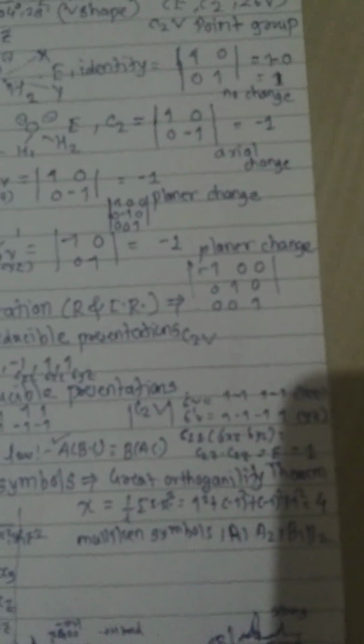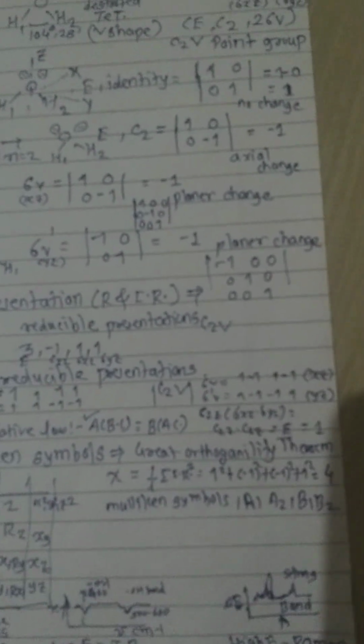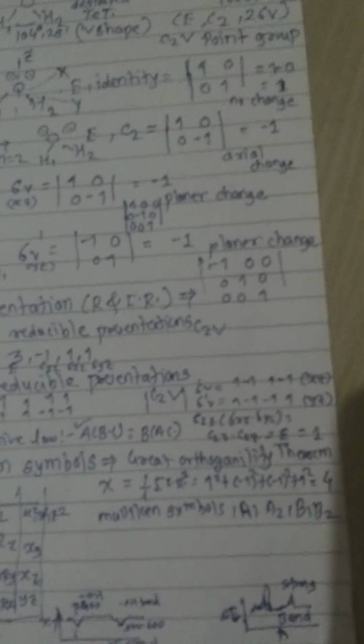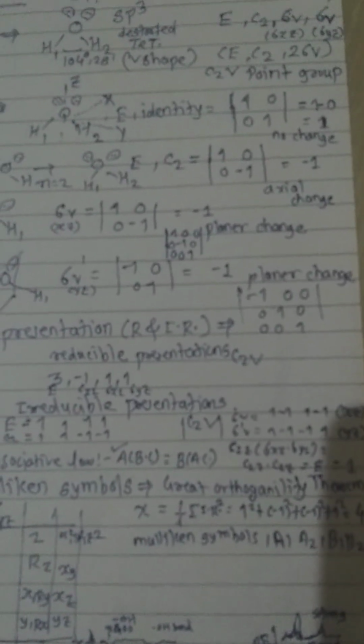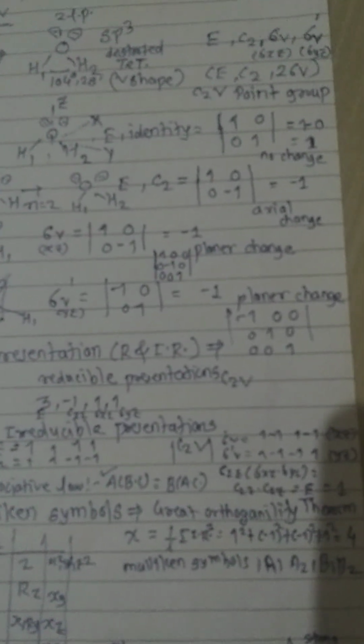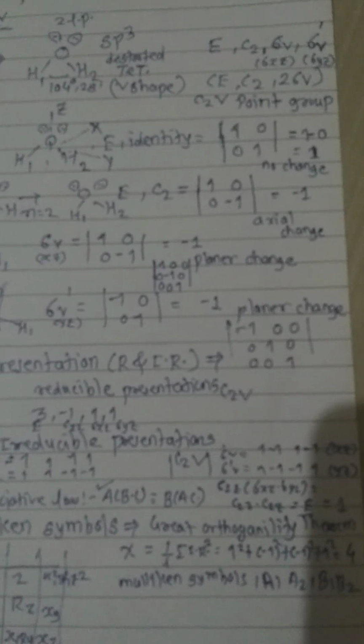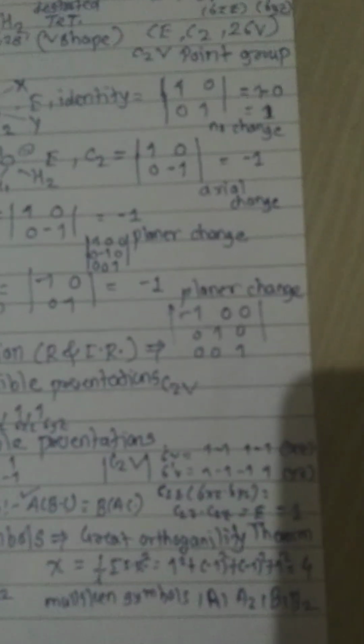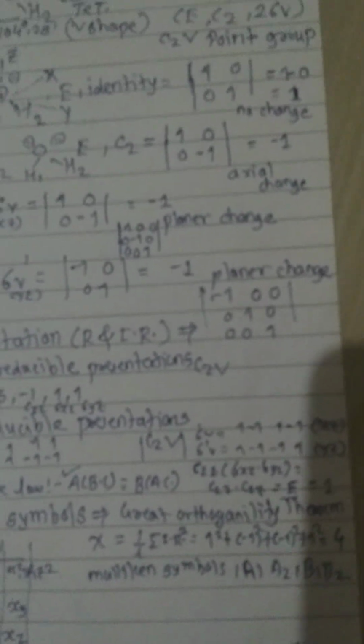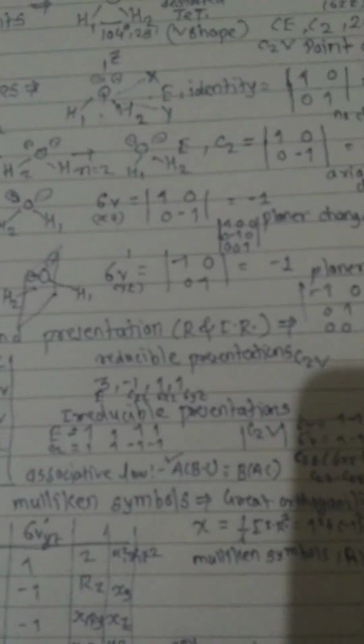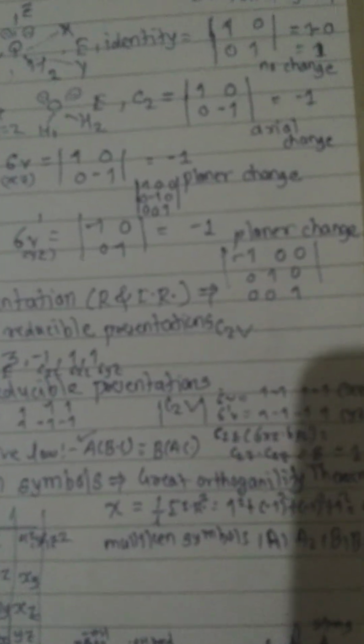So according to the great orthogonality theorem, water consists of 1, 1, minus 1, minus 1 type presentations for the symmetry elements and their operations. Those symmetry elements are E, C2, sigma v and sigma dash v. The total value is equal to 4, and 4 types of combinations will be there; those are the irreducible presentations. So those presentations, using this multiplication table and according to the orthogonality theorem, can be represented in a character table.